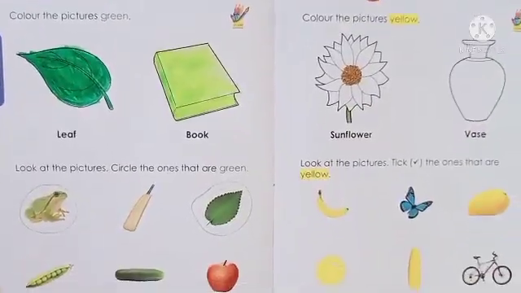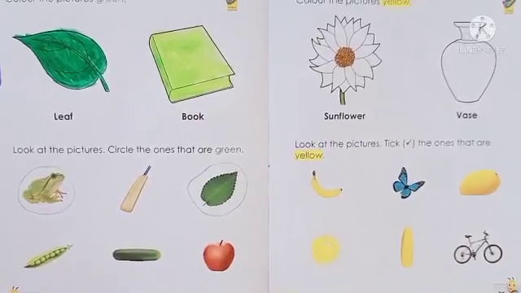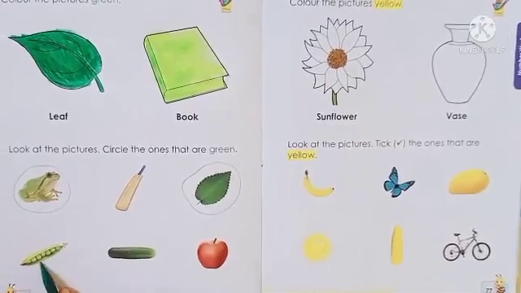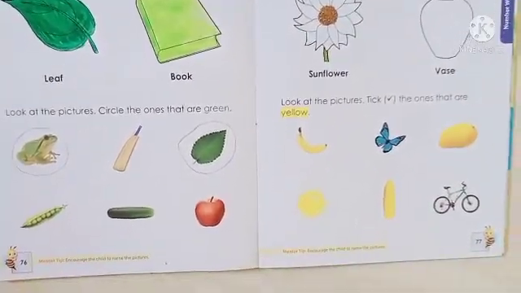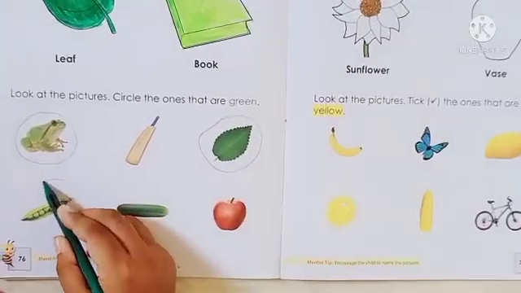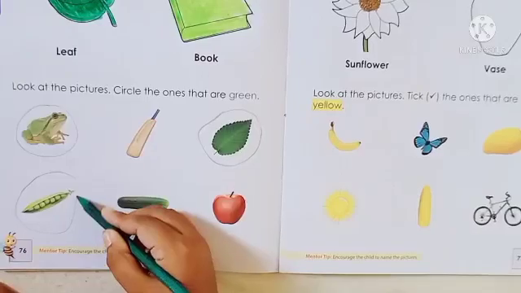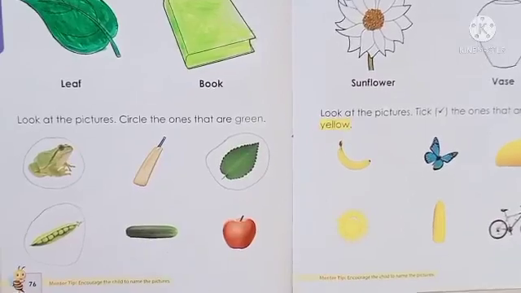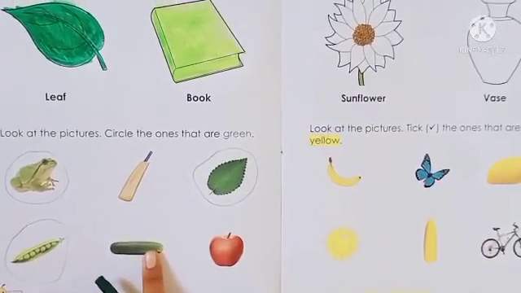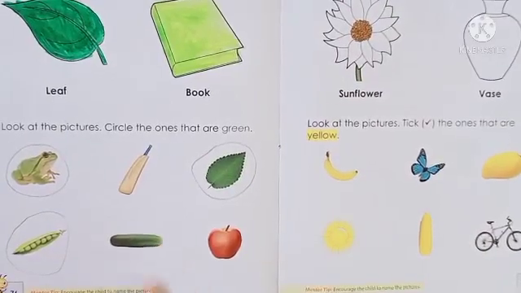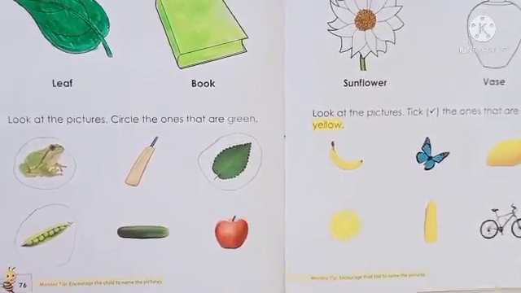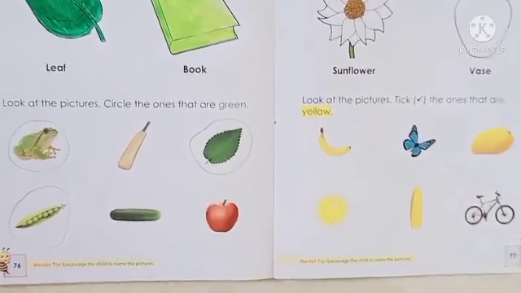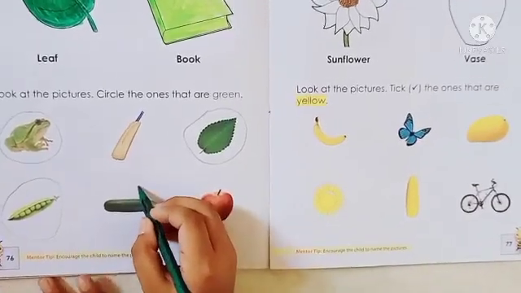Moving on to the next image. Yes, it's the green peas. The name itself has the color of it. Yes, it's green in color. Let's circle the green peas. Moving on to the next image. Yes, the cucumber. Now, tell me, what's the color of the cucumber? Yes, it is green in color. So then, what we are supposed to do? Circle it. So come on, let's circle the cucumber.